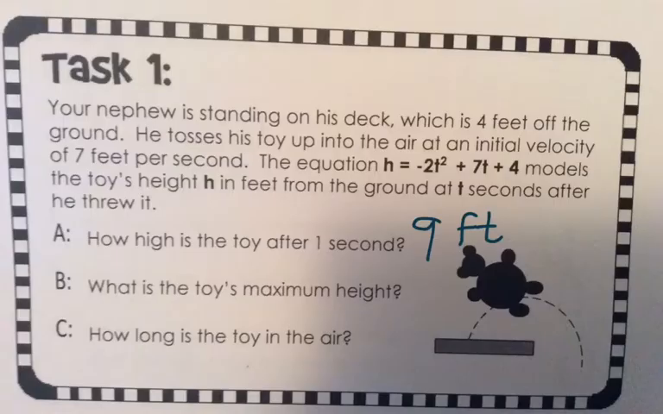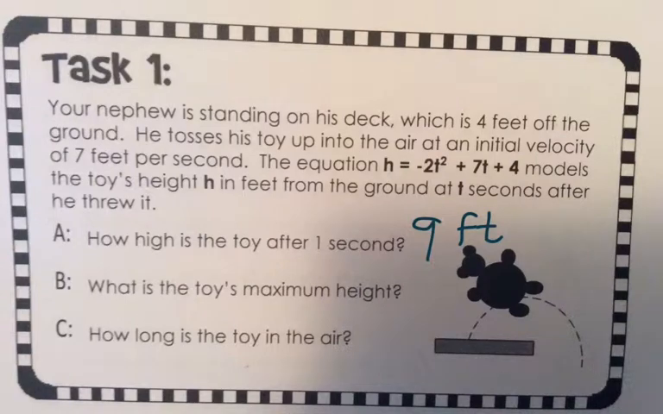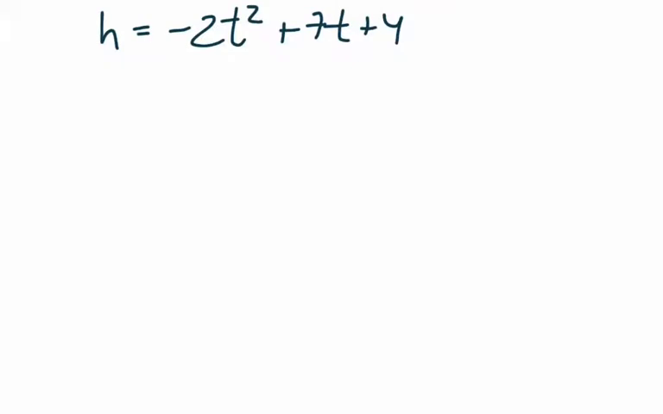Next question is, what is the toy's maximum height? That is another way of saying how high did the object get. When you're asked for the height itself, you're being asked for the y coordinate of the vertex. So for part B, we are going to need to find the vertex. So here's our equation, h equals -2t squared plus 7t plus 4. And remember our formula for finding the vertex: x is equal to the opposite of b over 2a.